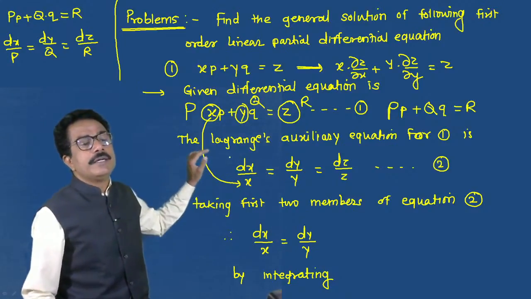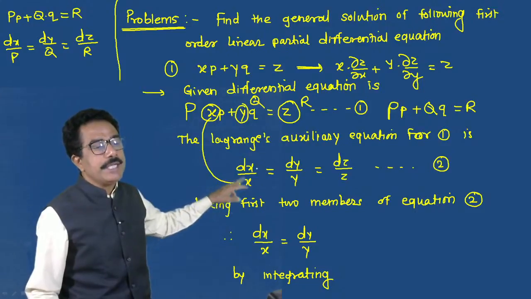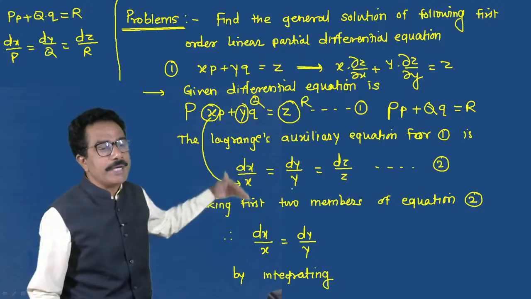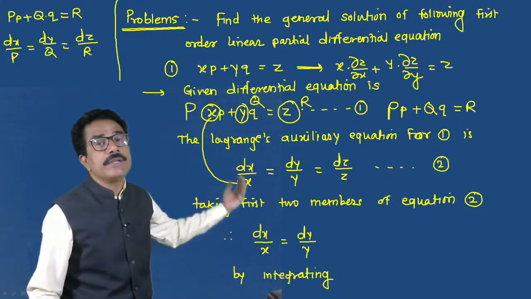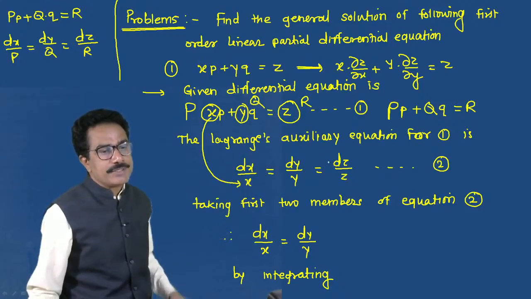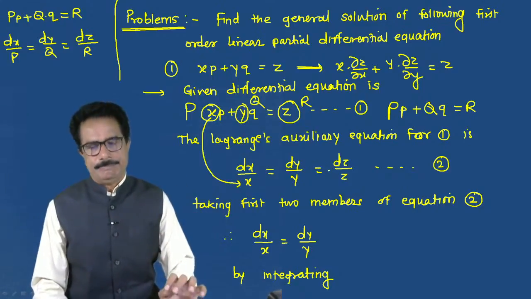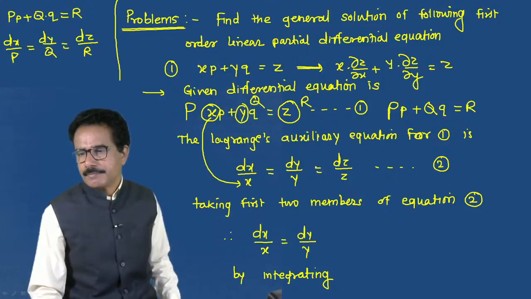So in the Lagrange's auxiliary equation we can write dx/P, where P means x, equals dy/Q, where Q means y, equals dz/R, where R means z. So dz divided by z. In this way we can write the auxiliary equation. Do you understand how to write the auxiliary equation?